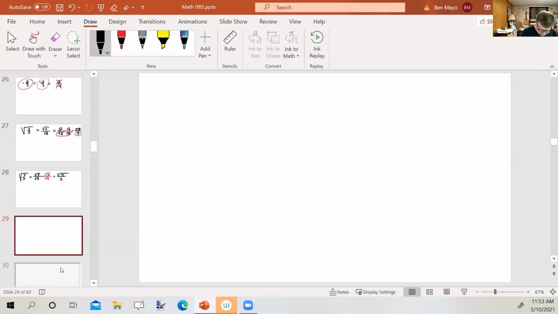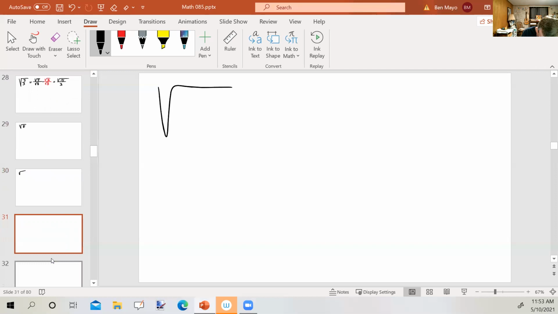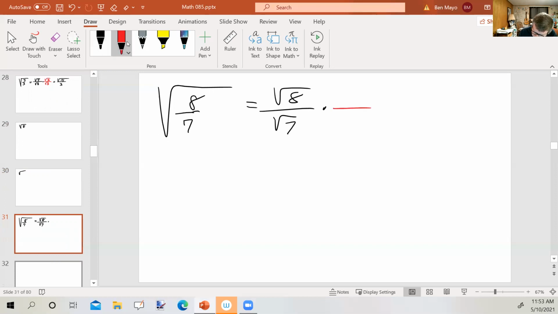Okay, how about this one? The square root of 8/7 equals the square root of 8 over the square root of 7. We're going to multiply by the square root of 7 over the square root of 7, which gives us the square root of 56 over 7. So we've rationalized the denominator.